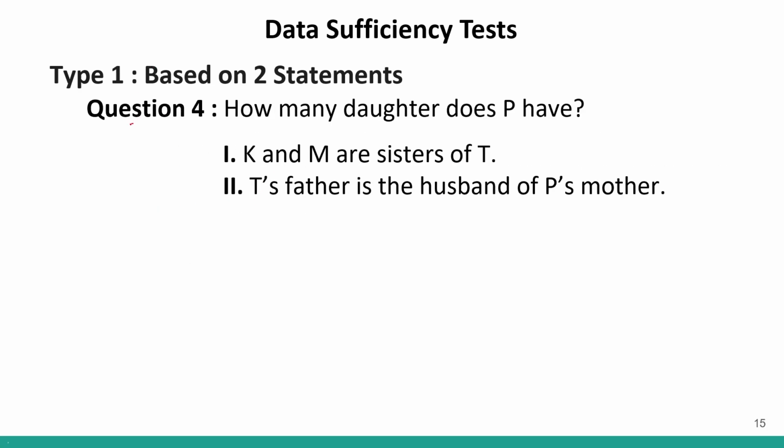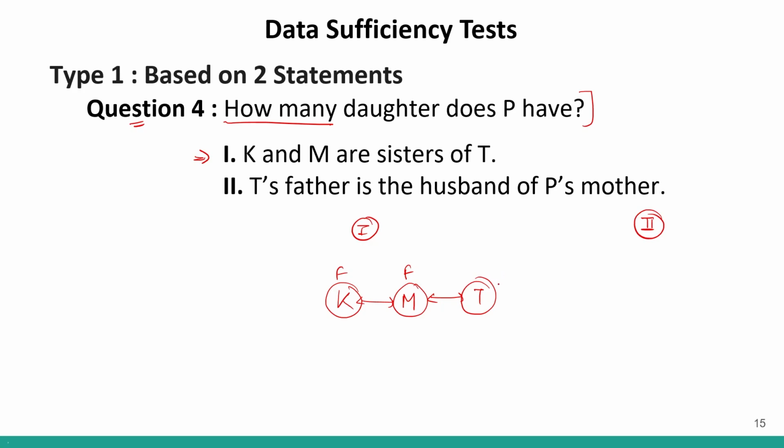Now, coming to question number 4. Question number 4, how many daughters does P have? We have to answer this question. So how many? We should get a definite number. Looking at statement 1. Statement 1 says that K and M are sisters of T. So T's gender is not known, but we know that K is female and M is also female.